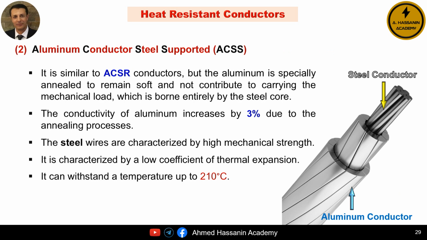This type of conductor consists of a core made of steel wires surrounded by one or more layers of aluminum wires. This means that ACSS conductors are similar to ACSR conductors, but the aluminum used here undergoes special annealing processes in the factory, making it soft and fully annealed. This type of conductor can continuously withstand temperatures up to 210 degrees Celsius.